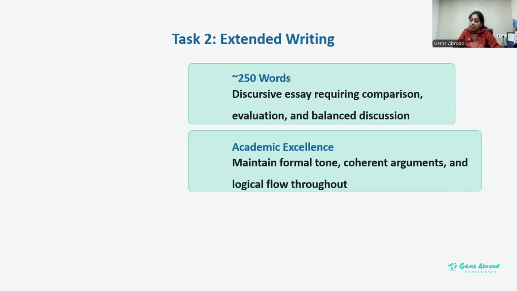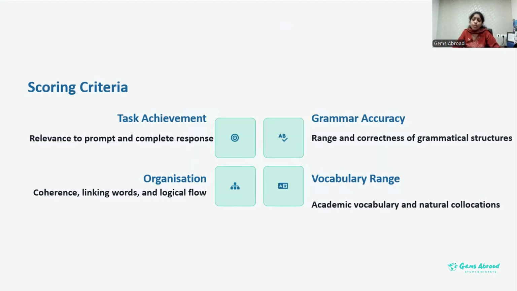Okay. So this is about the Task 2 scoring criteria, which I've explained to you: task achievement, relevance to the prompt and complete response; organization, coherence, linking words and logical flow; grammar accuracy, range and correctness of grammatical structures; and vocabulary range, academic vocabulary and natural collocations.